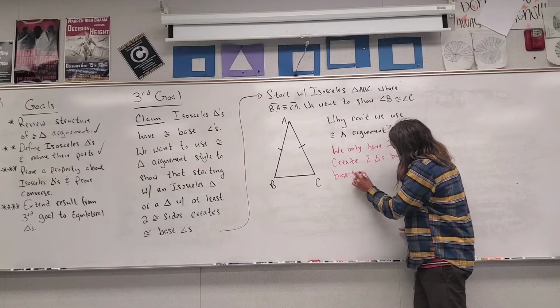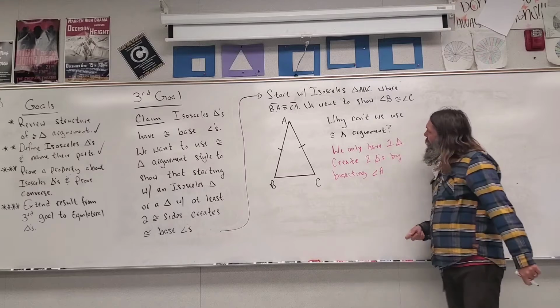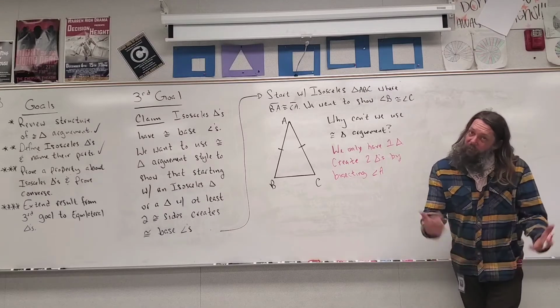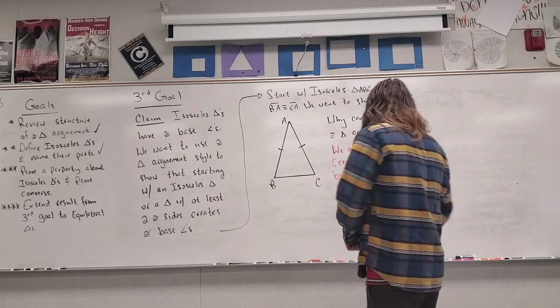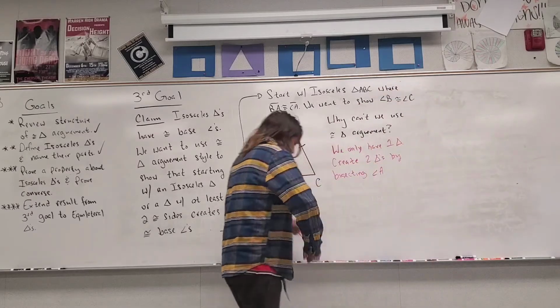Not a very good C. And when I bisect angle A, I'm going to create a pair of congruent angles. So let me get my compass. I'm going to make an arc.